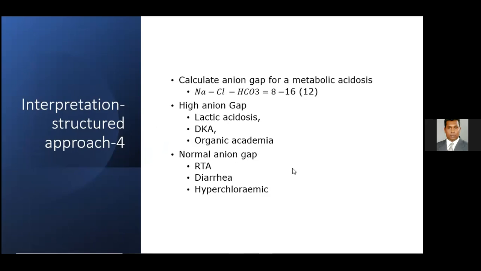So there are some examples here. I think there are many ways of remembering this high anion gap and the normal anion gap, and one of the ways is to apply the mnemonic for high anion gap metabolic acidosis.